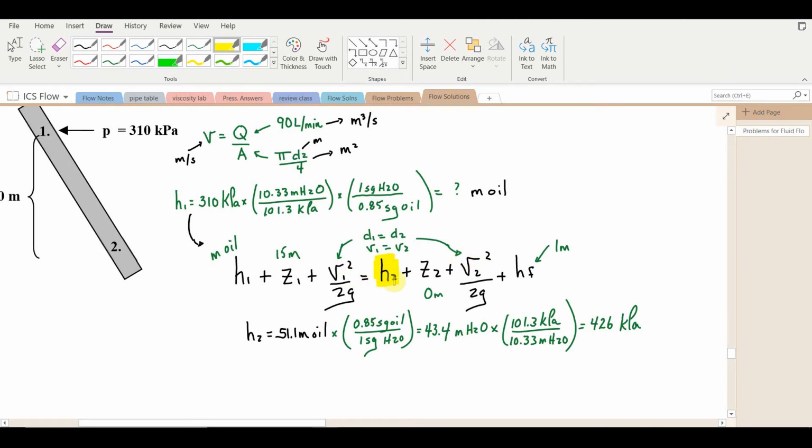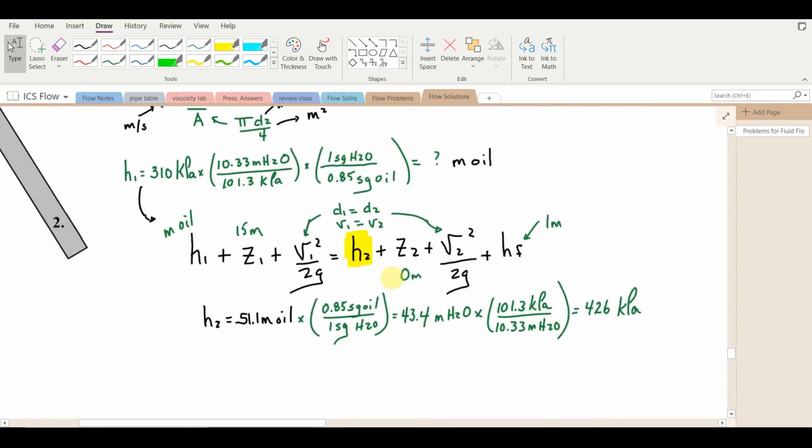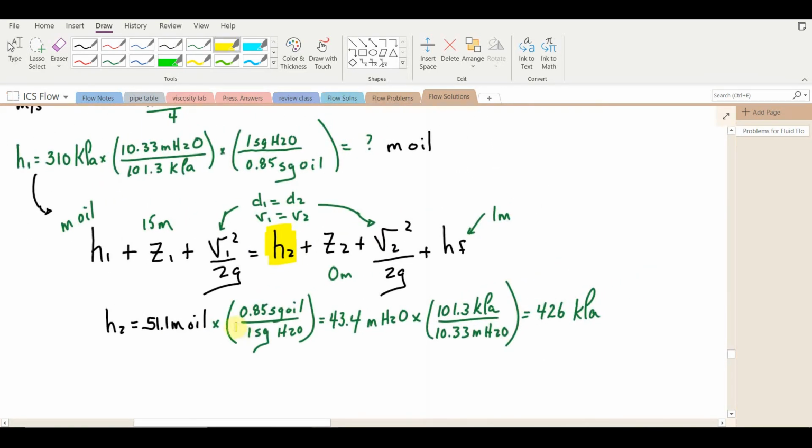We're going to solve for H2. Elevation 2 is 0. And we're given that the head loss due to friction is 1 meter. So if you collect all these terms and solve for H2, you'll find it's 51.1 meters of oil. And I want to take you through the process of bringing it back to kilopascal, so I gave you the value here. Convert that height of oil to a height of water.